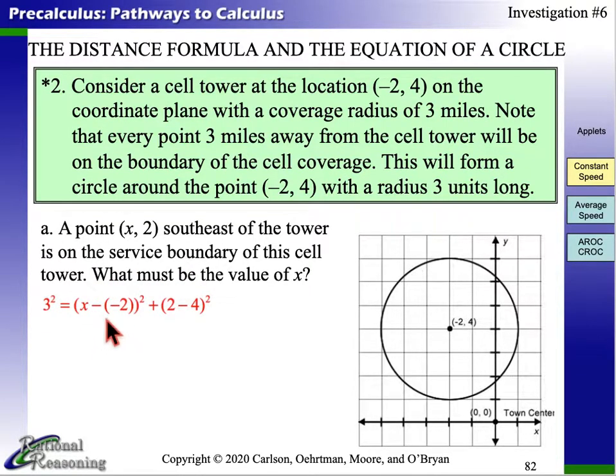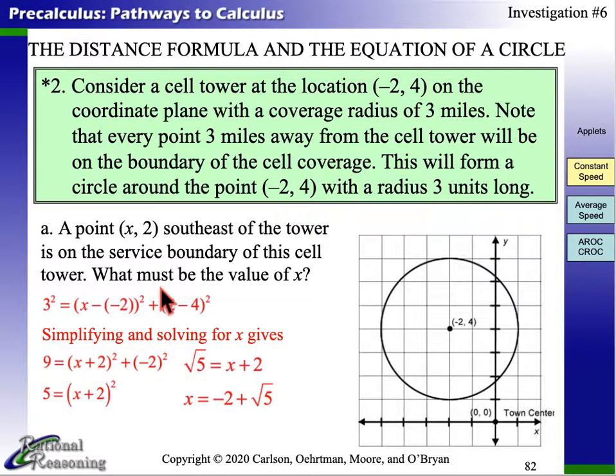because that's part of the Pythagorean theorem, right? This is our a squared, and this is our b squared, and this is our c squared. Okay, and then 2. Since we know the y value, we can subtract the 4, so 2 minus 4. What we end up with has been shown out here. We do the math. X minus minus 2 gives us x plus 2. 2 minus 4 is negative 2.